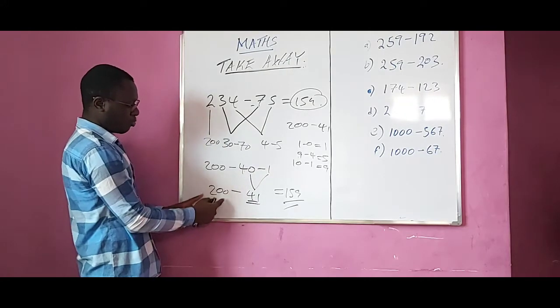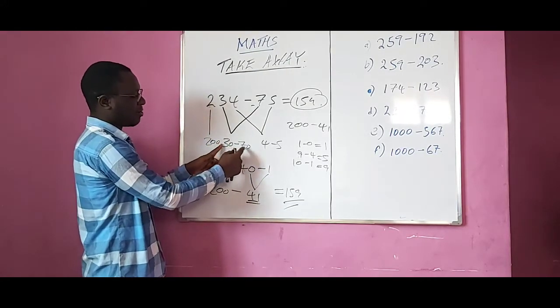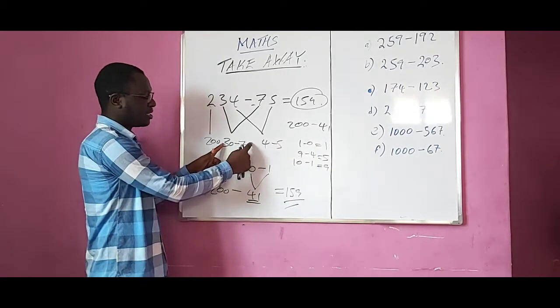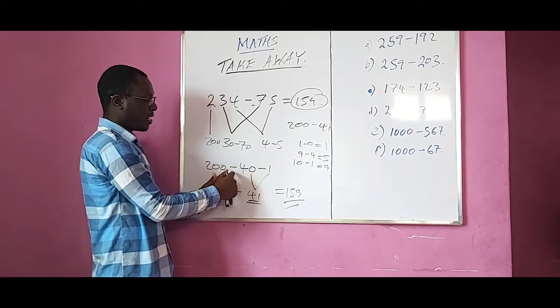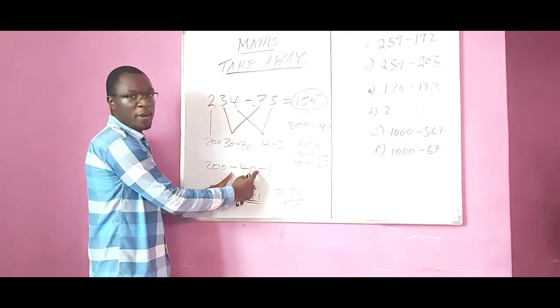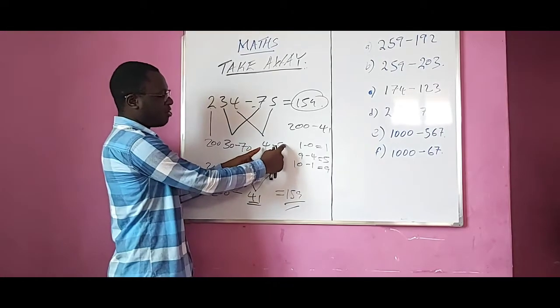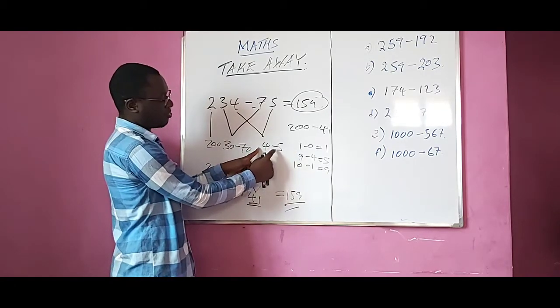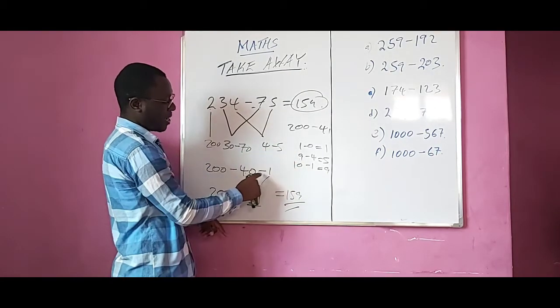So 200 will drop down. Then here we have 30, take away 70. It is impossible. So you take 30, subtract 70, subtract 30 to have negative 40 or minus 40. Then 5, subtract 4. Subtract 5 is impossible, so it is 5 take away 4, which will be minus 1.